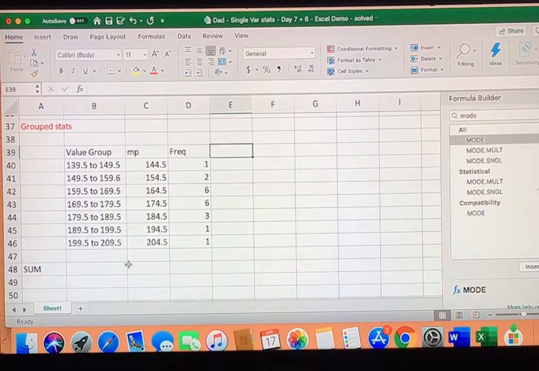So for the grouped mean, it's going to be the frequency times the midpoint. I have the midpoints calculated. It's just the midpoint between 139 and 149, 144.5, and the same for the rest of these. The midpoint is basically a way in which we can quantify a grouping that's a range. We take the middle value of that range.